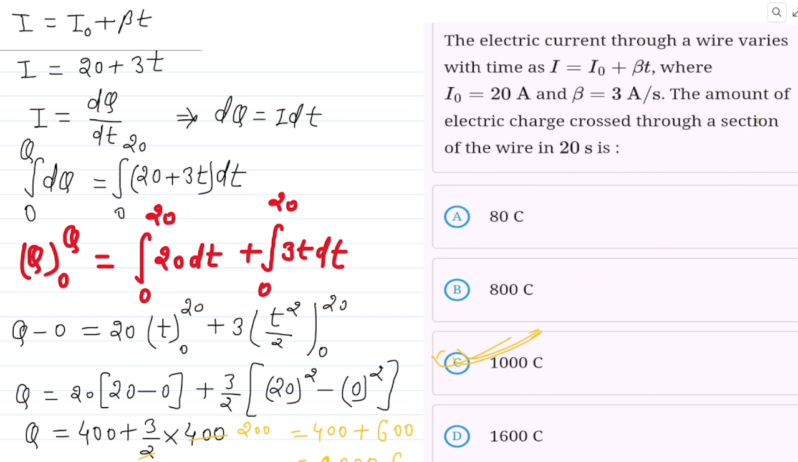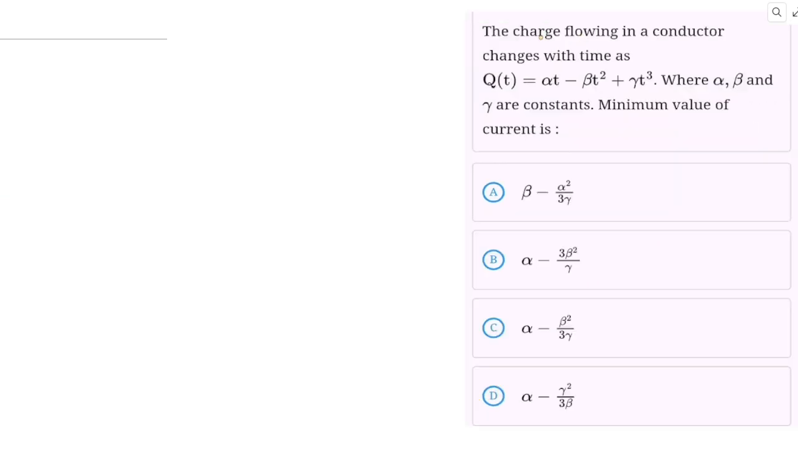Now, the next question on the same concept is: the charge flowing in a conductor changes with time. It is a very good type of question, a very good question. Where q of t is alpha t minus beta t square plus gamma t cube, where alpha, beta and gamma are constants. So you have to calculate the minimum value of current.